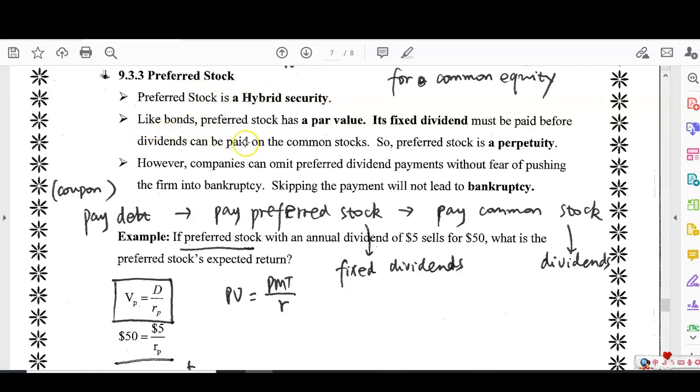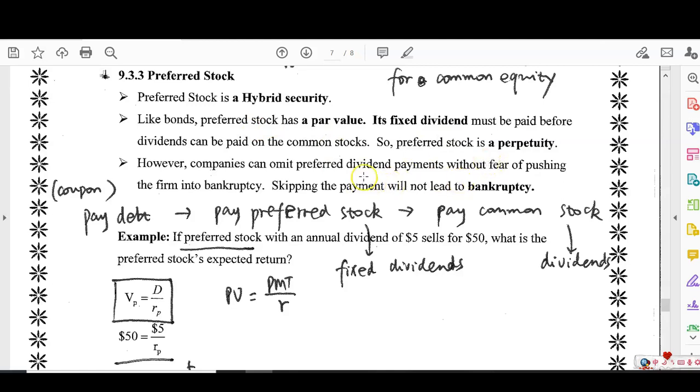Similar to bonds, preferred stock has a par value. Its fixed dividend must be paid before dividends can be paid on the common stocks. So preferred stock is a perpetuity. However, companies can omit preferred stock payments without fear of pushing the firm into bankruptcy. Skipping the payment will not lead to bankruptcy. So it has the bond feature that we get paid at a fixed dividend, at a fixed level. Just like you receive coupons from the bond, you have par value and fixed dividends for preferred stock.